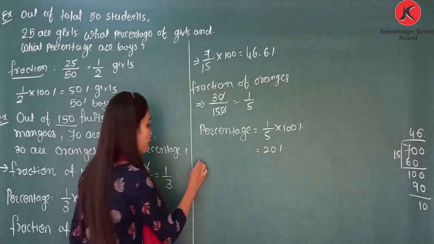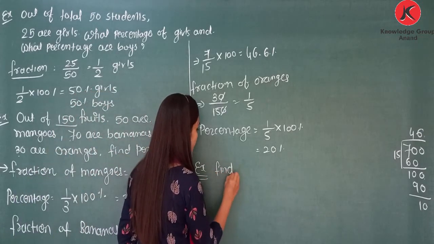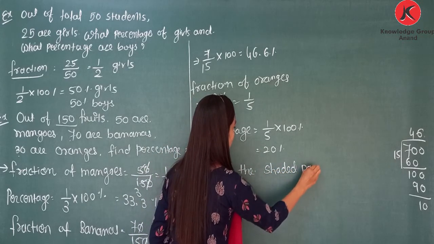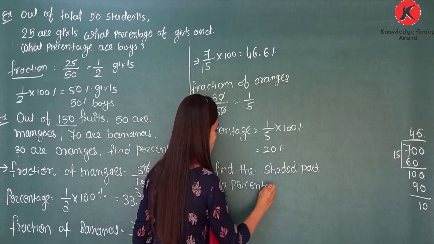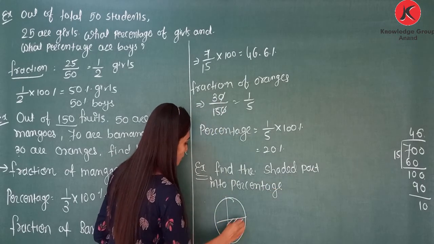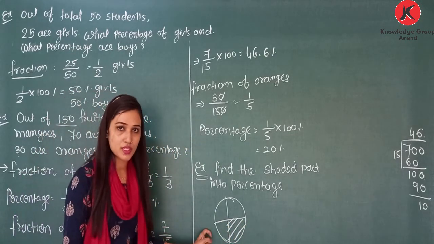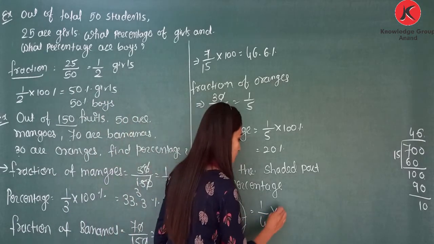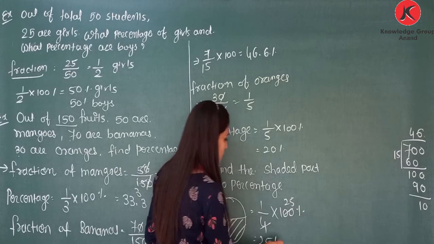Now, sometimes a figure is given and you need to find the percentage. So question may be asked to find the shaded part as a percentage. Let's take one example. Here one circle is given and from that one part is shaded. How can we represent it as a percentage? Now we know how to represent it as a fraction. So it is 1 by 4. How can we convert it into percentage? Multiply by 100. So it is 25%, means 25% is shaded.